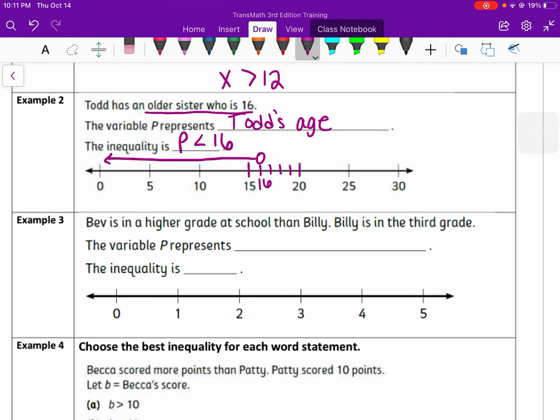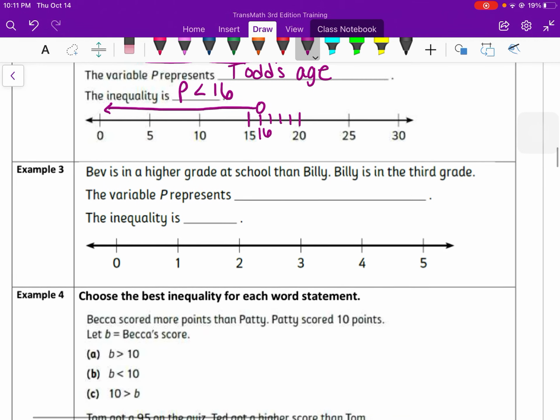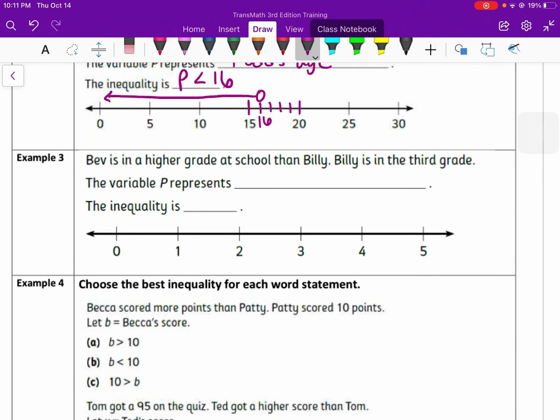All right, our next example. Bev is in a higher grade at school than Billy. Billy is in 3rd grade. Let's let P represent the grade Bev is in. So Bev's grade. Because we know Billy is in 3rd grade, but we don't know what grade Bev is in. So that's why Bev is our variable here.